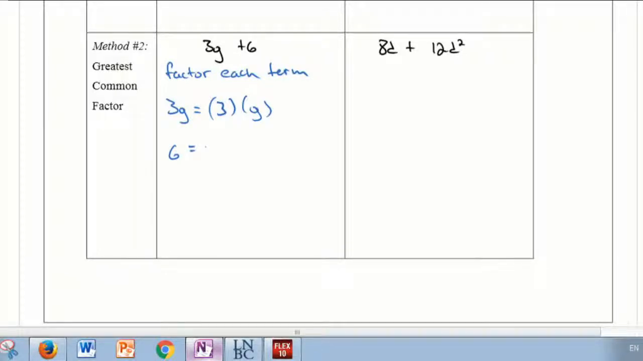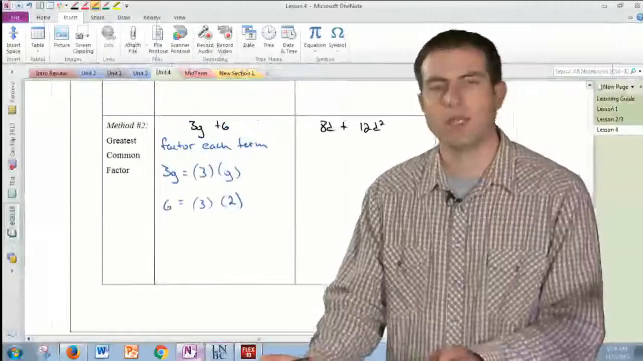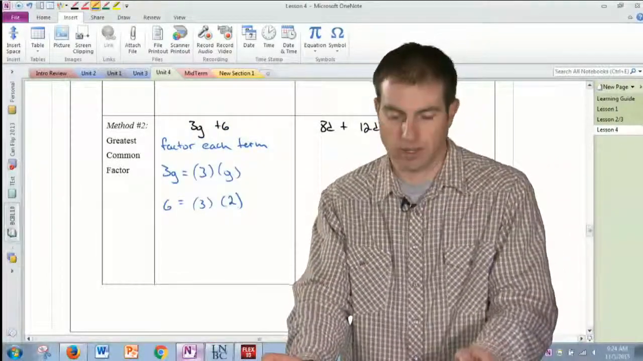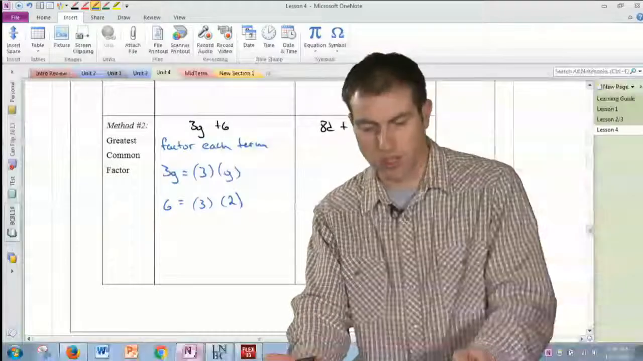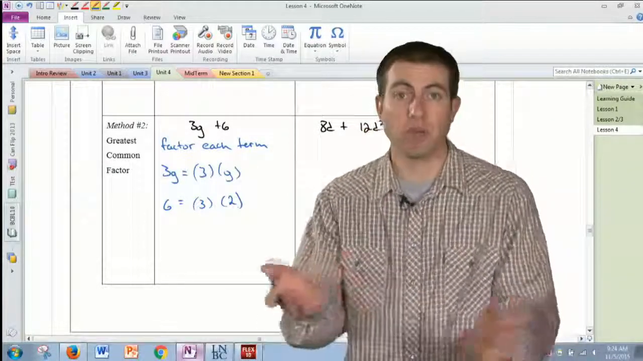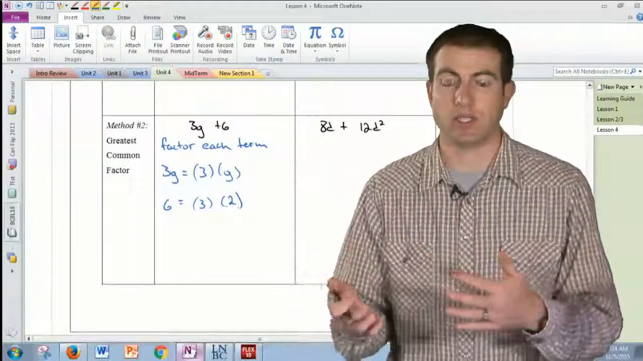What about the 6? How do I end up getting 6? What's the prime factorization of 6? If I multiply 3 by 2, I should end up with 6. Are there any other ways to end up with 6? No, I think that's the only way we can get 6. So there we go. I factored each term in my binomial. I have the 3g and I have the 6, and I factored them both.